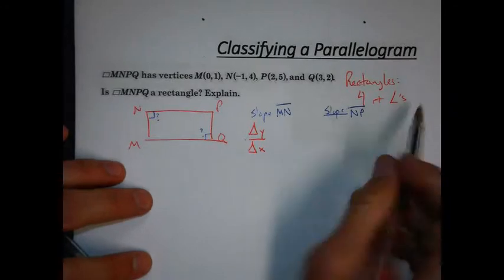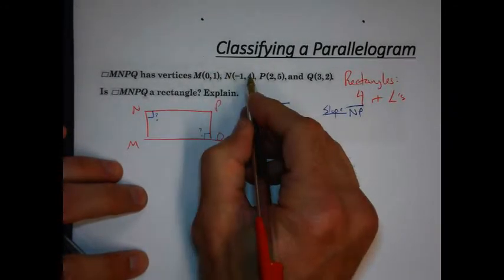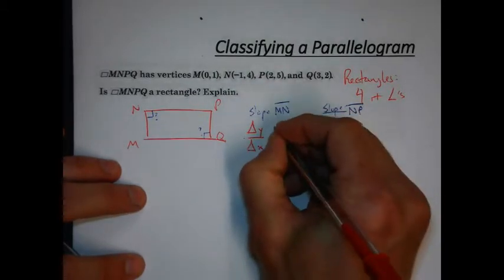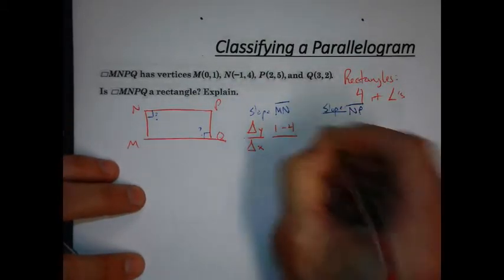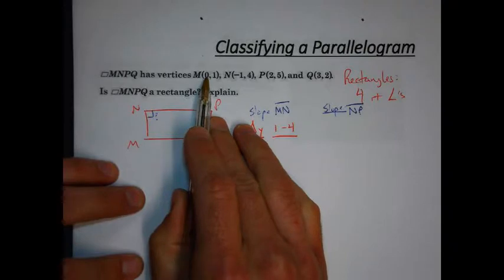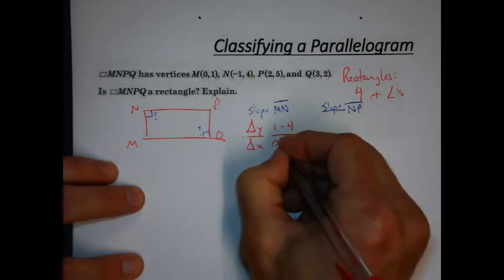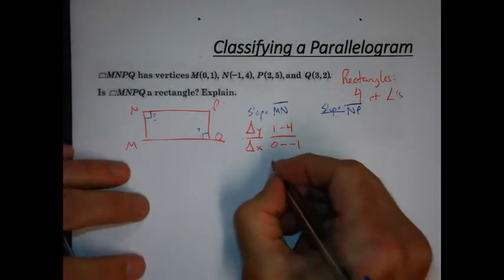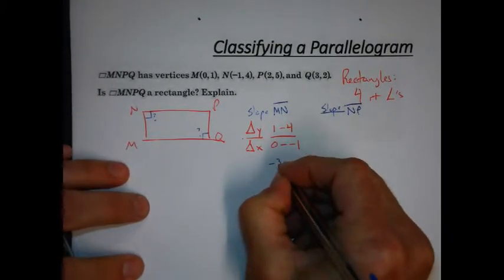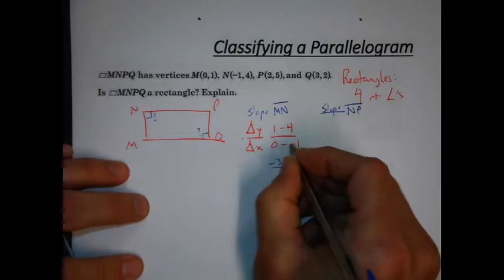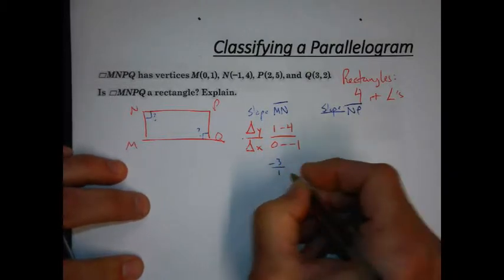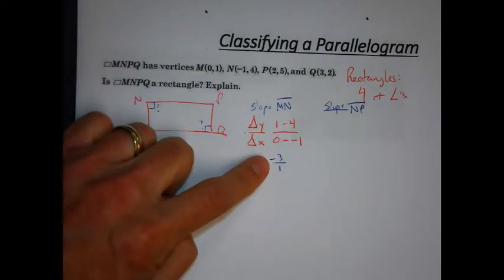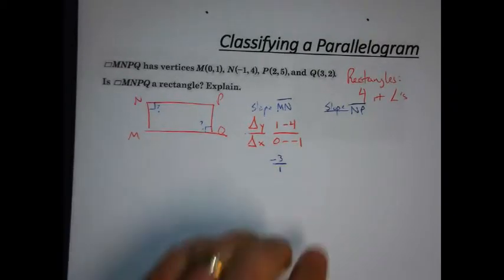So I'm looking at the change in y from M to N. I'm going from 1 to 4. Okay, 1 minus 4. And then I look at my change in x, 0 to negative 1. So 0 minus negative 1. So the slope of MN is going to be negative 3 over 0 minus negative 1, which is positive 1. So my slope of MN is negative 3 over 1, or just negative 3. I'm going to compare that to the slope of NP now.